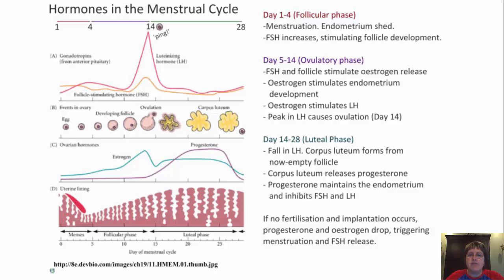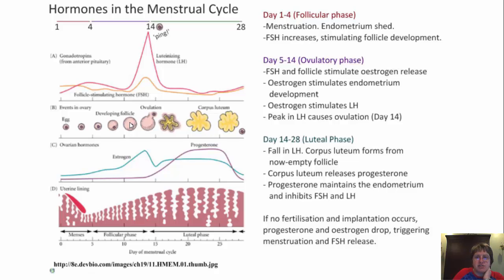All right, so during the 5th to 14th days, we call this the ovulatory phase. This is when FSH and the follicle stimulate the estrogen release. Okay, so now we're going to start to release estrogen, and you can see that here. So this is the 5th through the 14th day. 14 is here, so these kind of line up right here. So here's 14. You can see that estrogen is being released as that follicle develops.